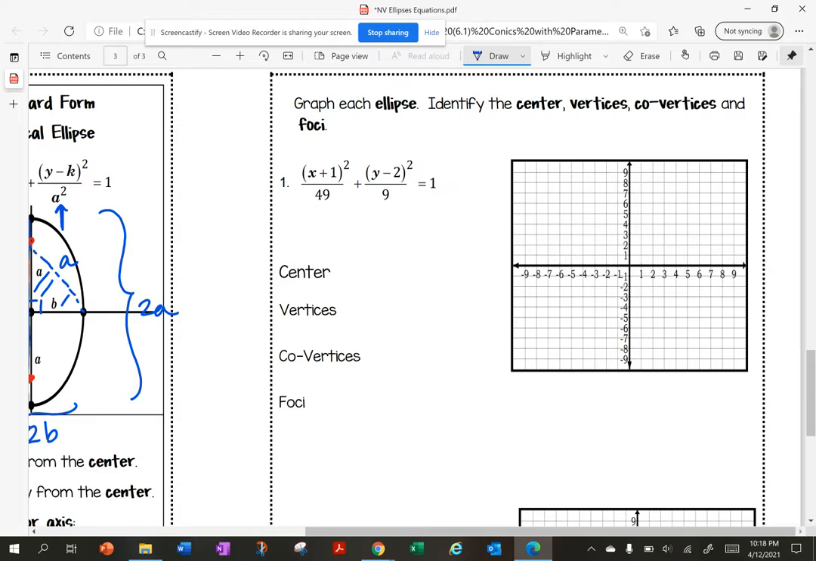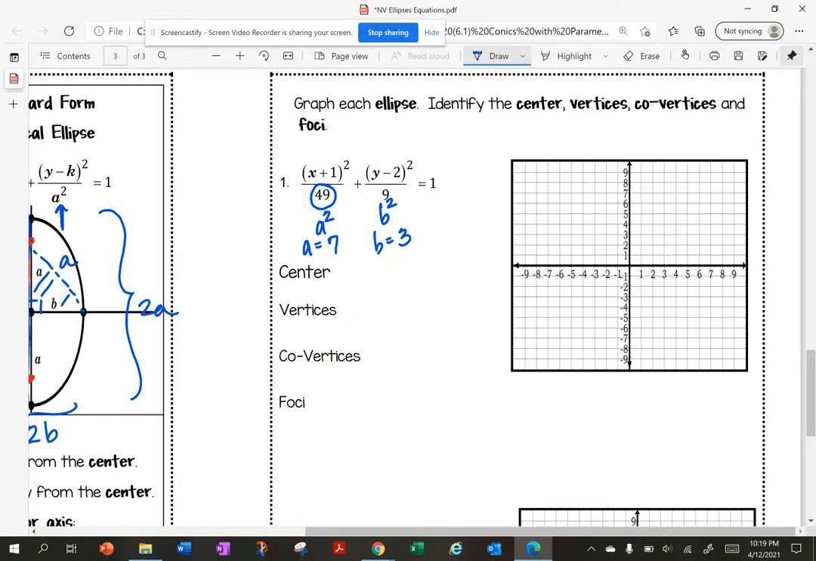So I am looking for which has the larger denominator. So in this case, it's 49. So that's my a squared. So a is the square root of 49, which is 7. So b squared is 9. So that makes b equal to 3.